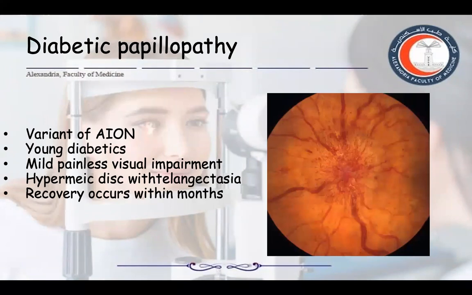Also, a very rare complication of diabetes is something called diabetic papillopathy. This is considered a variant of NAION occurring in young diabetics, unrelated to the blood glucose level, in which the patient complains of mild, painless visual impairment. Sometimes the visual acuity may be normal or very slightly affected. Upon examining the disc, as it says, diabetic papillopathy, papillitis, there is disc edema, telangiectasia, as we see here, maybe sometimes splinter hemorrhages, as we see. Fortunately, spontaneous recovery can occur within months. No treatment is required.